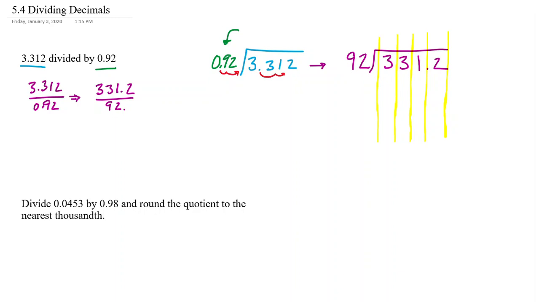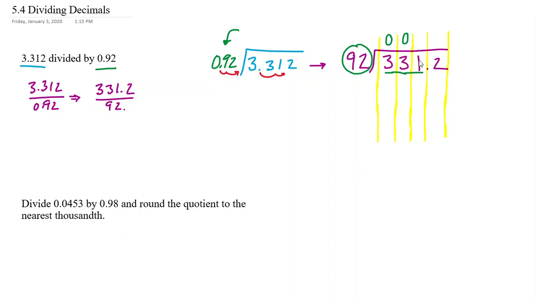Okay, so the first step we're going to do is ask ourselves, how many times does 92, that's what we're dividing by, go into each number in turn? So we start out with, how many times does 92 go into 3? And the answer is 0 times. We don't usually write a 0 there, but I'm going to do that just visually to recognize what we're thinking. Then we say, how many times does 92 go into 33? And the answer is 0 times.